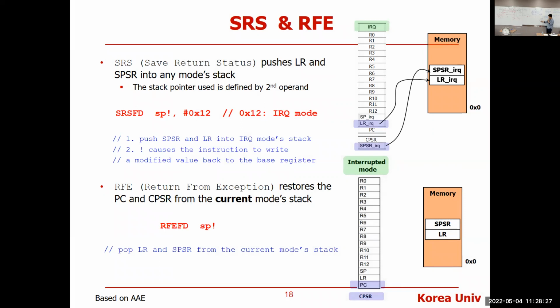You can use full ascending, empty descending. One of these four choices, but full descending is typically used. So SRS FD. What does that mean? That means you are saving. If you execute that instruction, you are saving that information.